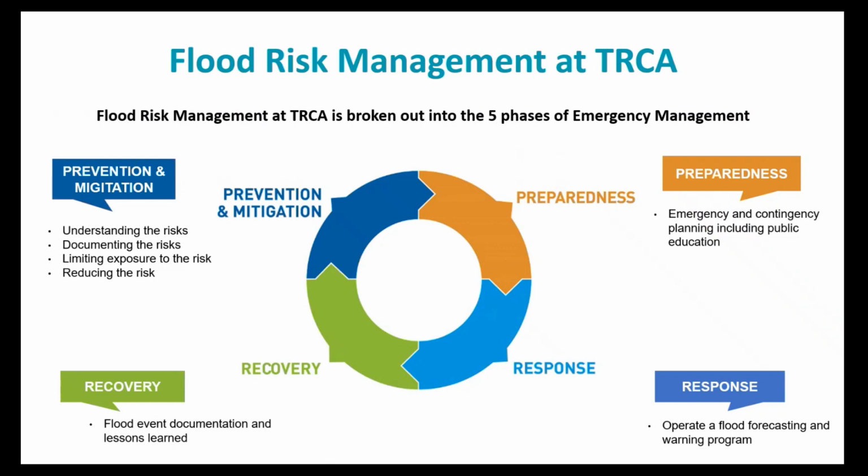For prevention and mitigation, understanding the risks. This can mean climate, geology, local watershed response, and potential for climate change. This includes documenting the risks, which CAs take over doing floodplain mapping and identification of flood vulnerable clusters. We also can limit exposure to risk by implementing TRCA's planning and development regulation and policies, which we'll get into later in today's module, and reducing the risk, operating a flood forecasting and warning program, maintaining flood control infrastructure, creating flood protection strategies for these flood vulnerable clusters and areas, and the implementation of remedial works projects.